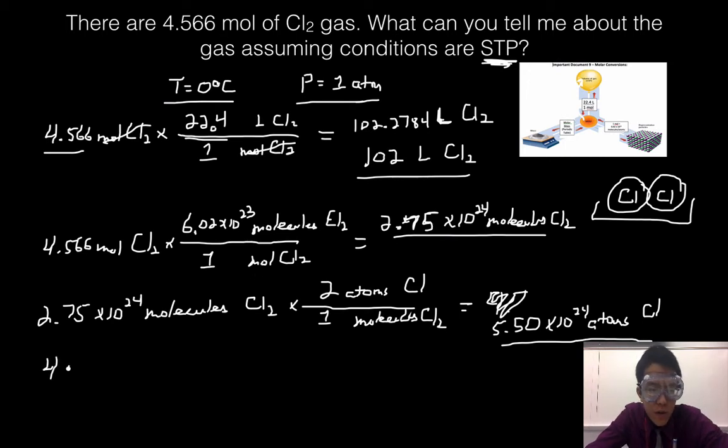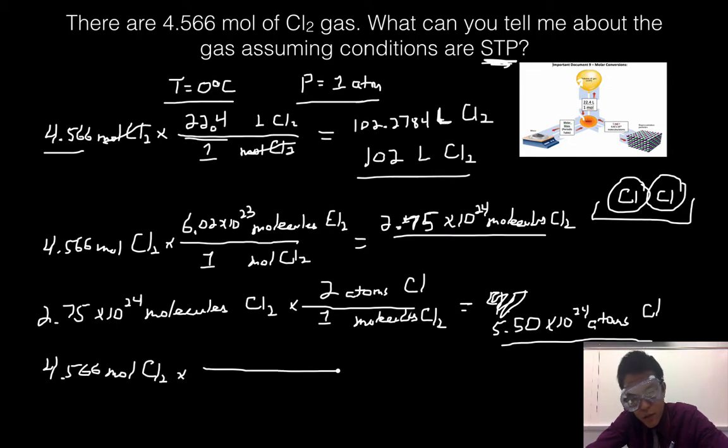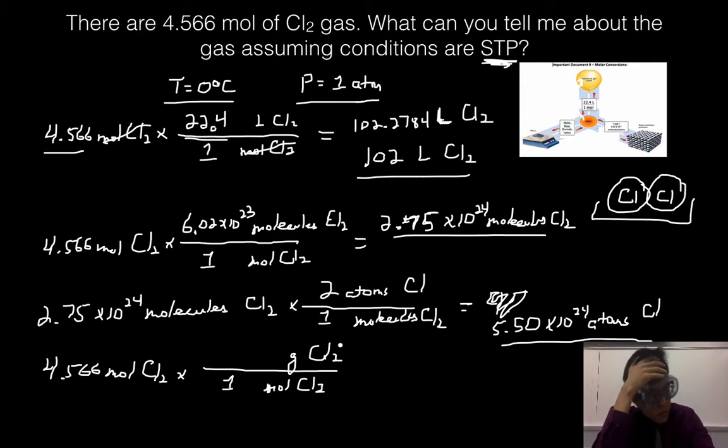So I can take my 4.566 moles of Cl2. Again, I'm trying to get rid of the moles, so I'm going to put moles of Cl2 on the bottom. And this time I'm trying to convert to mass, in other words, the grams of Cl2. Do I know the conversion between the grams of Cl2 and the moles of Cl2? Well, I do. I have this handy dandy periodic table, and I see that Cl is 35.45 grams per mole. I might be tempted to write 35.45, but then I think, oh wait a second, I have 2 Cl, so I need to multiply by 2. So 35.45 times 2 gives me 70.90 grams of Cl2.